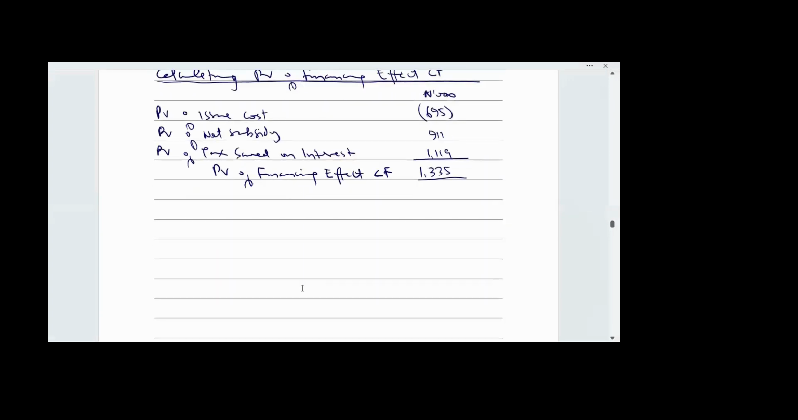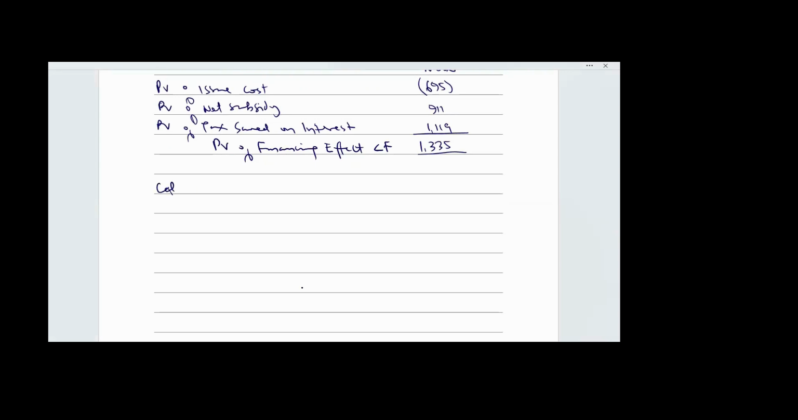So finally, I need to calculate the APV. To calculate the APV, remember, APV is equal to base case NPV plus or minus PV of financing effects cash flow. Therefore, base case NPV, we got 1,060 plus 1,335. Therefore, APV is 2,395.